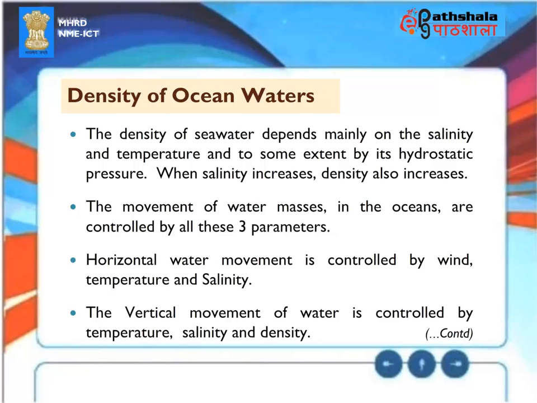Density of ocean waters. The density of seawater depends mainly on the salinity and temperature, and to some extent by its hydrostatic pressure. When salinity increases, density also increases. The movement of water masses in the oceans are controlled by all these three parameters. Horizontal water movement is controlled by wind, temperature, and salinity. The vertical movement of water is controlled by temperature, salinity, and density.